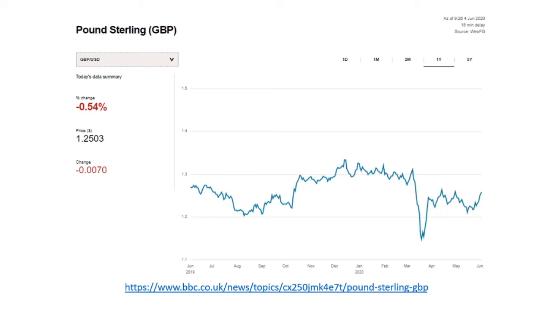Another useful website you can use to explore exchange rates is the BBC News website. They have a little pound tracker, and this is really good because even in the past few months you can see what's happened: an appreciation of the pound here in October 2019, and then a very, very steep decline in the pound in March of 2020. You can play around and look at a 1 day, 1 month, 5 year horizon.